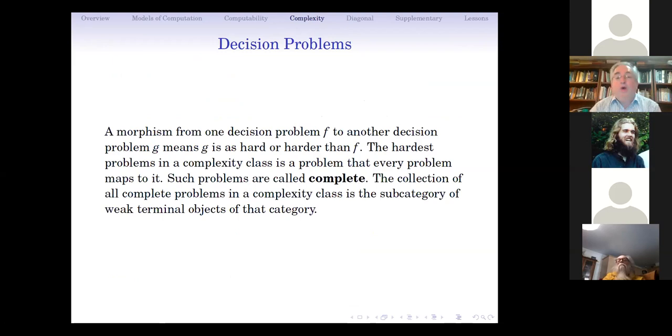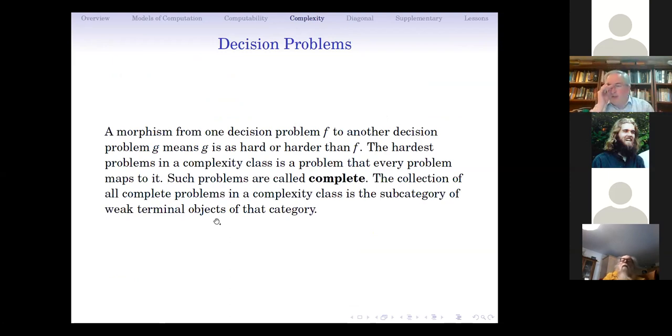Okay, question, what's a complete problem? Okay. A morphism from one decision problem F to another decision problem G means that G is as hard or harder than F. The hardest problems in the complexity class is a problem that every problem maps to it. Such problems are called complete in that literature, but we category theorists have another way of talking about it. The collection of all complete problems in a complexity class is the subcategory of weak terminal objects.